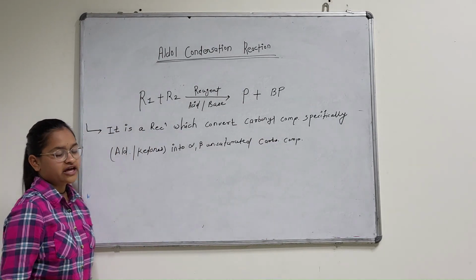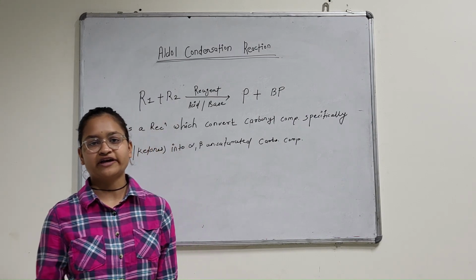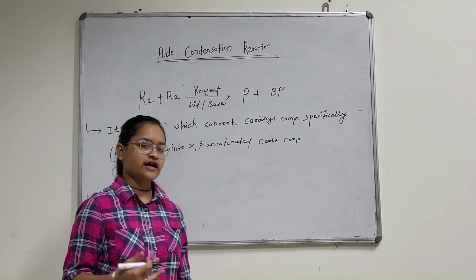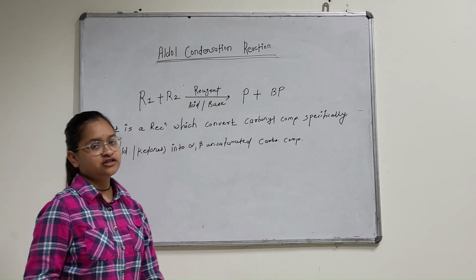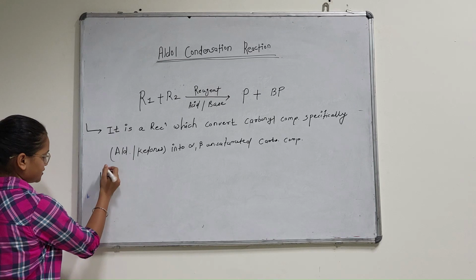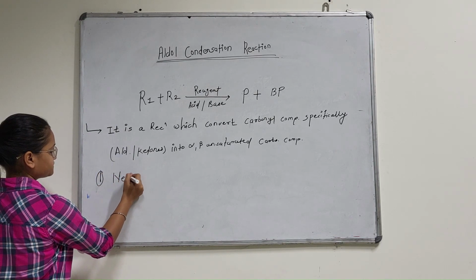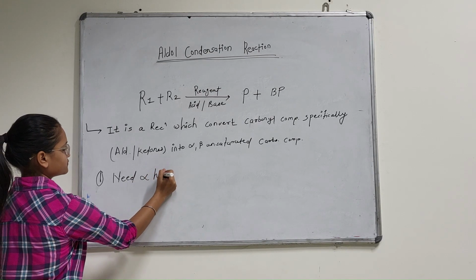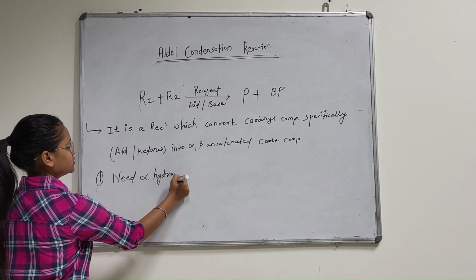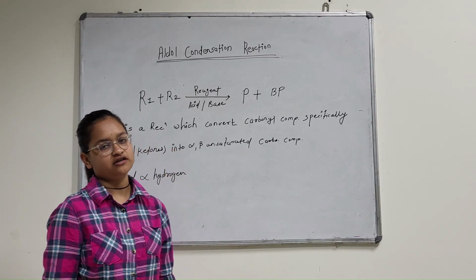Every reaction has some conditions or parameters like temperature, solvent, base, strong acid. So for Aldol condensation there are two conditions which we should follow. Let's see the conditions. The first condition is that we need alpha hydrogen. Only compounds which have alpha hydrogen show the Aldol condensation.